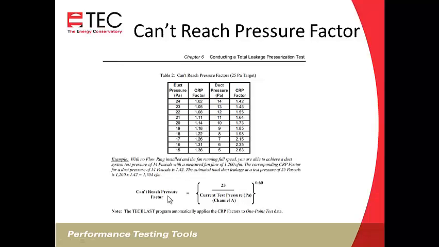Another way to do it is to use the formula. That's how these numbers are derived. You take 25 divided by your current test pressure, and you raise the result to the 0.60 power, and you can get your can't reach pressure factor that way.